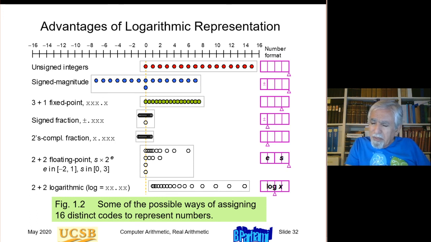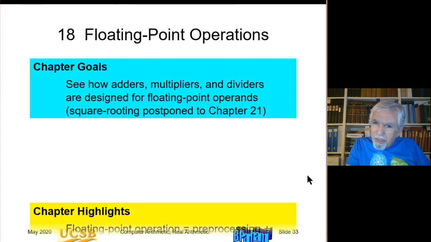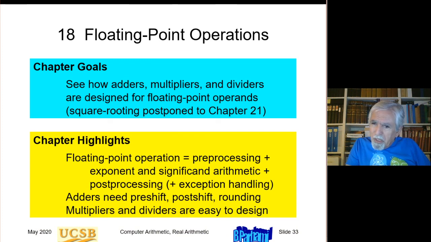We'll get back to this at the end of the next chapter, the next lecture, when we see how arithmetic operations, including addition and subtraction that I skipped, are implemented in this logarithmic number system, and also on floating point representation. So in the next chapter, floating point operations, we deal with both algorithms for floating point operations and algorithms for computation with logarithmic numbers. That's all for this chapter.